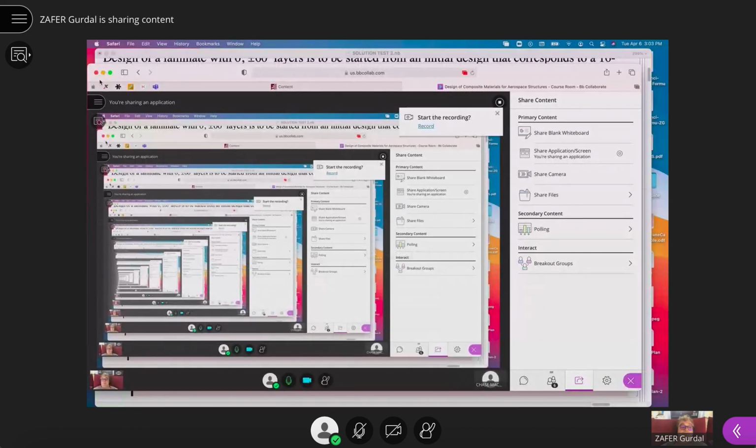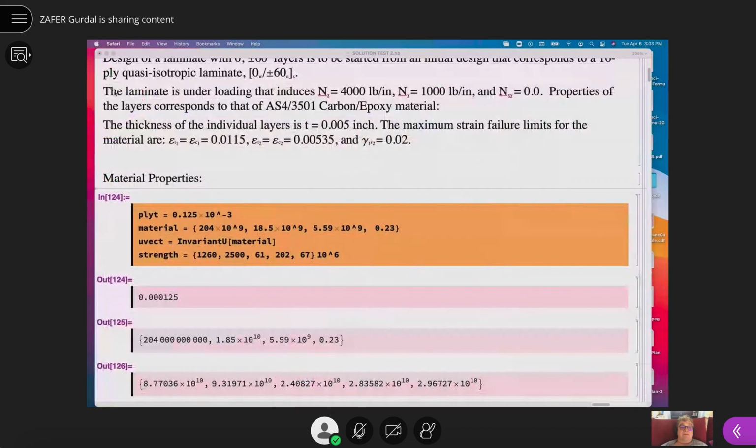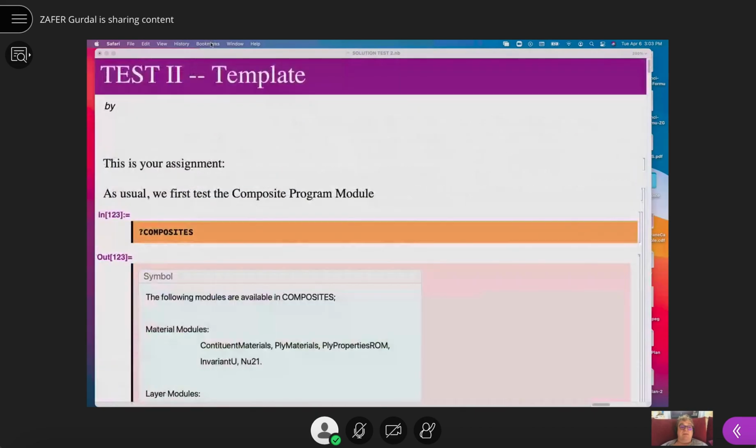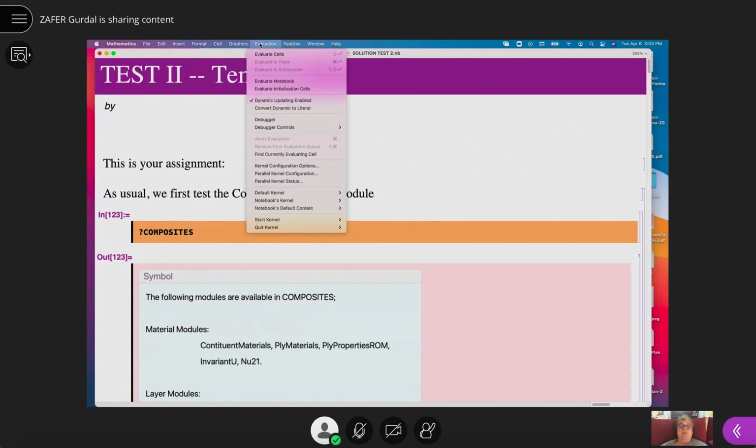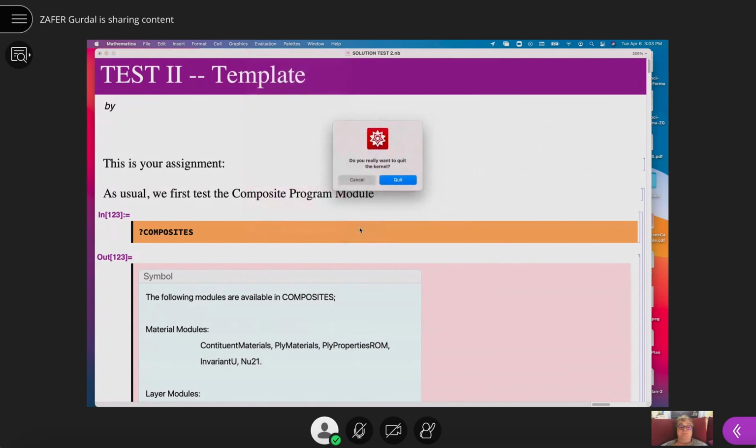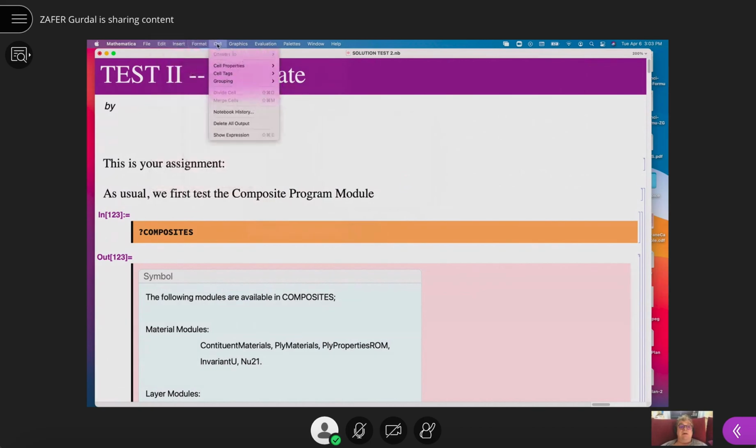Okay, I can get rid of that. All right, this is my test 2 template. Let's quit kernel. And popular mechanic is telling me something.